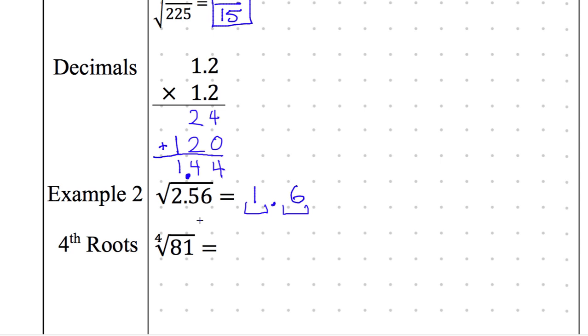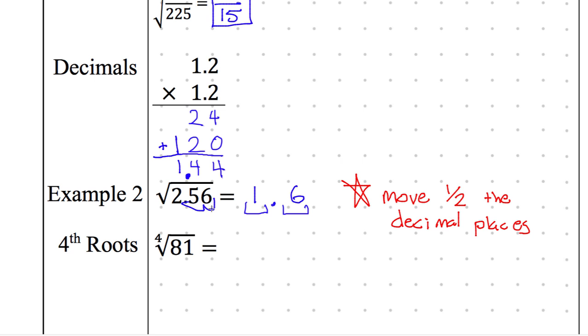1.6 is correct. 1.6. So normally the square root of 256 is 16. But because it's 2.56, I move the decimal place once. The general rule of thumb is move the decimal place half the number of times. So that's my key for you guys. Move half the decimal places. So think of 256 without any decimals. The answer was 16. Well, how many decimal places did you move? You moved 2. So move half of that, which is just 1. So I move 1, and it is 1.6.